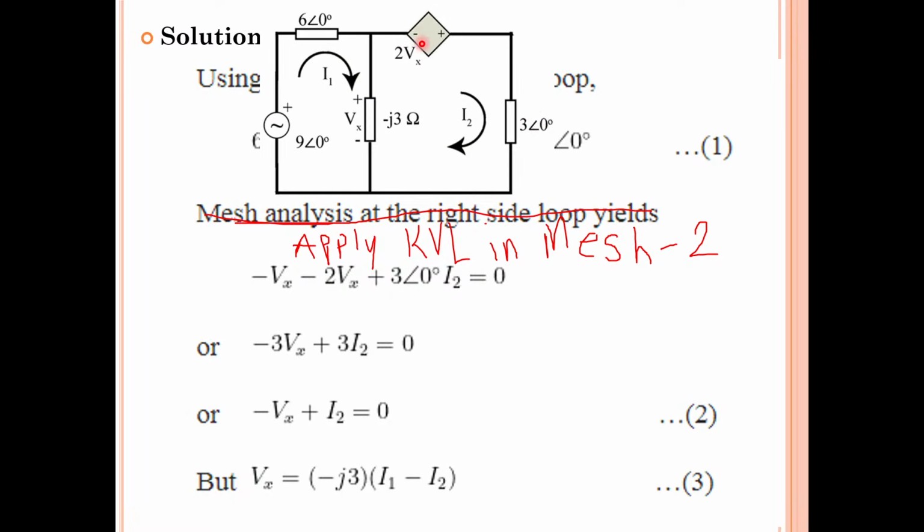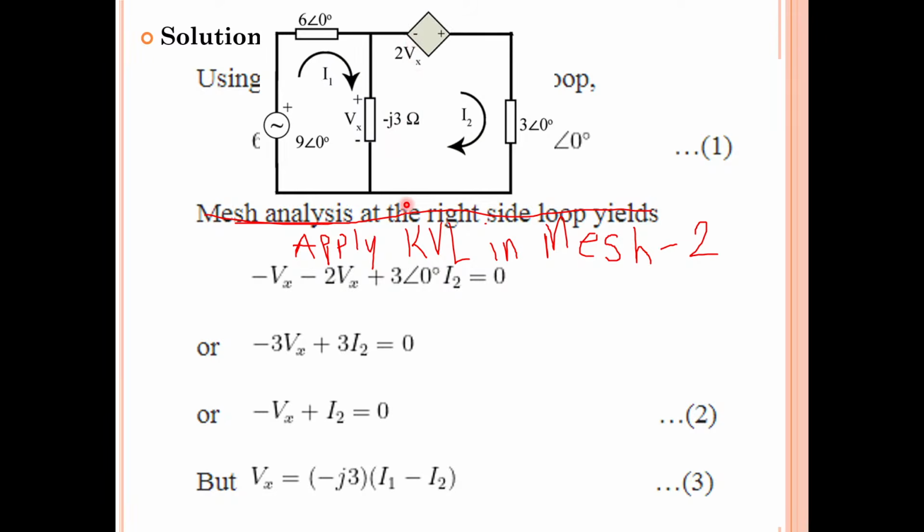So you see here, this is a voltage source. What is the magnitude of this voltage source? 2 Vx. So what is the Vx value? Vx is the voltage across minus J3 ohms. Whatever voltage is there across minus J3 ohms, that voltage into 2 will give us the voltage of this dependent source. So the magnitude of this dependent source voltage depends on the voltage across the element minus J3 ohms. Now apply Kirchhoff's voltage law in this mesh 2.